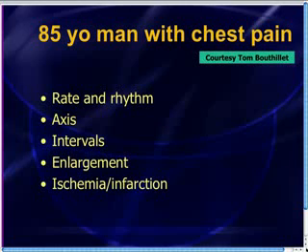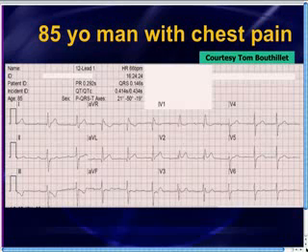So what are those 5 steps? First of all, figure out what the rate and rhythm are, then the axis, then the intervals, and look for enlargement, specifically left and right ventricular enlargement, maybe atrial also, although clinically that's a bit less important. And then finally, you're going to look for signs of ischemia or infarction: Q waves, ST elevation or depression, or T wave abnormalities. We're going to take you all the way through these 5 steps with this particular 12-lead EKG, and you'll see how if you simply go through these steps, it really makes EKGs a lot more simple.